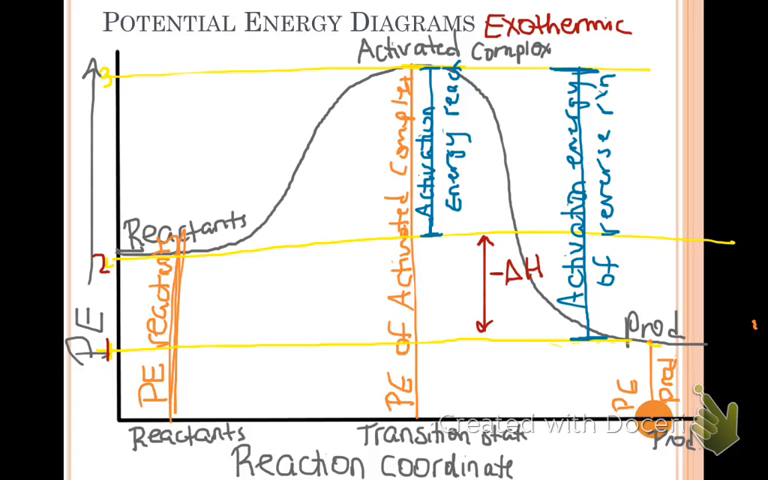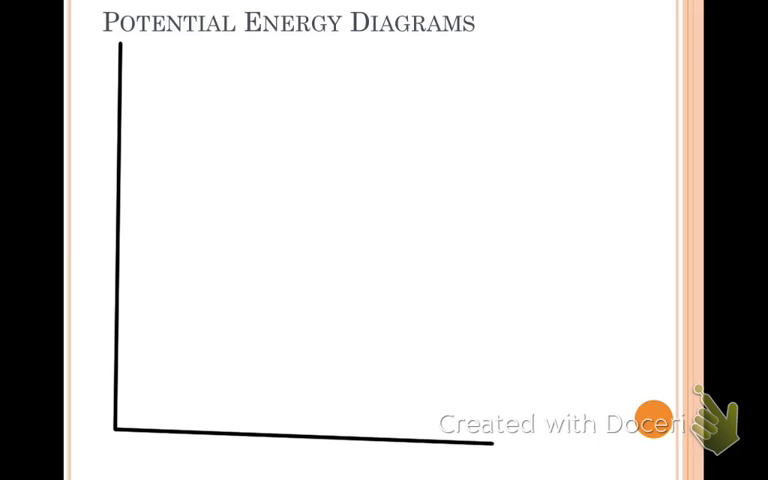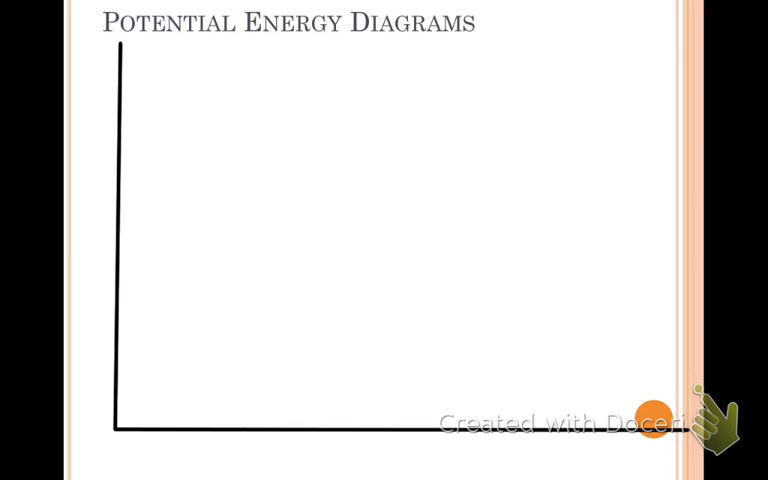You want to make sure that the reactants line is higher than the products line, that the products go much, much lower, and that your delta H ends up being negative. So, this was for the exothermic reaction. Let's go ahead and draw the endothermic reaction. So, a little bit lower, let's go ahead and draw our axes again. Alright, and hopefully you can start to fill in some of these.